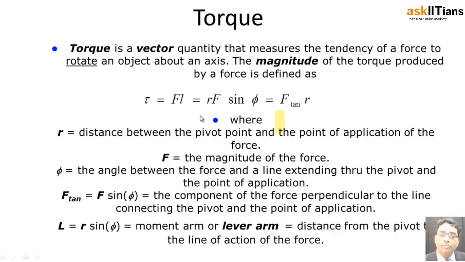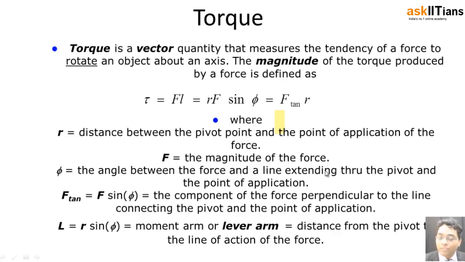So torque tau is going to be defined as F into L, where L is the moment arm and F is the force exerted. If you try to write down L in terms of the radius, it can be written as R into F sine phi, or you can say this is nothing but F tangential into the radius R. So what does that mean? Here R is the distance between the pivot point and the point of application of the force. So you have written down L in terms of R basically.